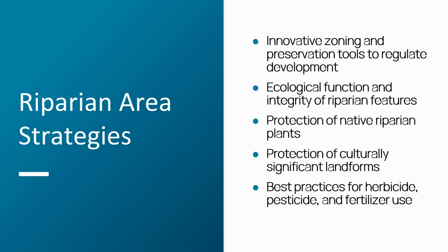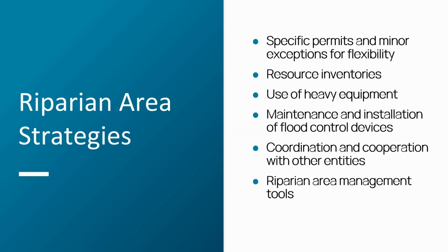Innovative zoning and preservation tools to regulate development, consideration of ecological function and the integrity of riparian features, protection of native riparian plants, protection of culturally significant landforms, best practices for herbicide, pesticide, and fertilizer use, all of which are super important, specific permits and exceptions for flexibility, because people who are along riparian areas may need to do things, and the plan needs to be able to find a way to accommodate both the river and the people who live next to it.